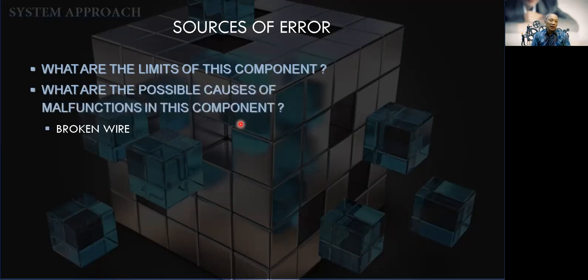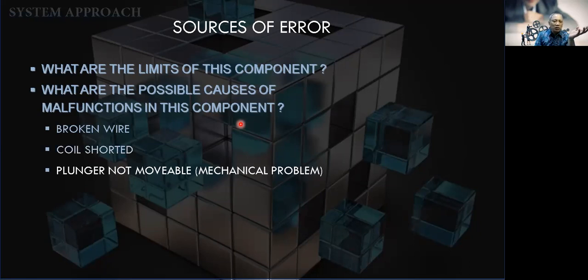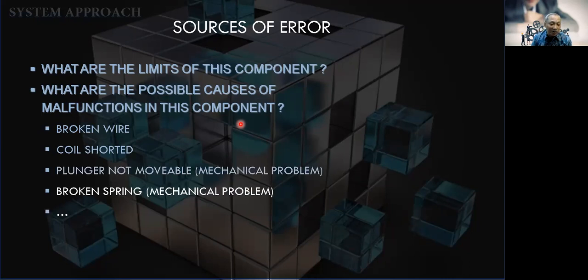It can be a broken wire, because the component is connected with a wire for power or energy supply. The coil can be shorted. Maybe the cabling is broken, the insulator is broken and they get shorted, or the plunger is not movable. It can be a mechanical problem, or an electrical problem, or a spring problem, a broken spring, I just mentioned it just now, and so on and so on.